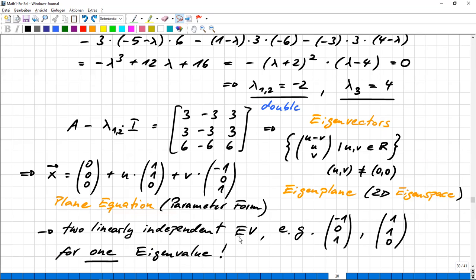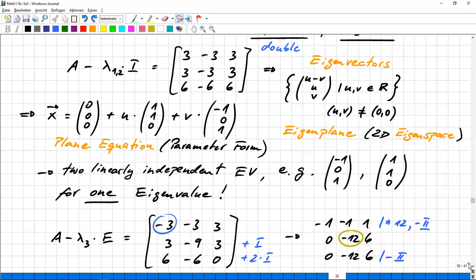But this can only happen if you have an eigenvalue with an algebraic multiplicity of at least 2. And in this case, we have a double eigenvalue, algebraically speaking, okay? And as we see, also the geometric multiplicity in this case is exactly the same. It's 2. Just as examples for valid eigenvectors, I can take just these two.